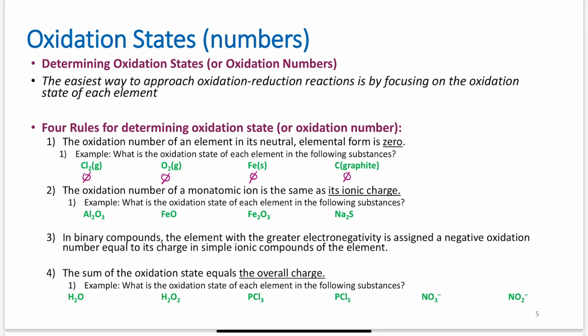Oxidation rule number 2: the oxidation number of a monatomic ion, monatomic just means single atom, is the same as its ionic charge. Again, this is coincidental, okay?